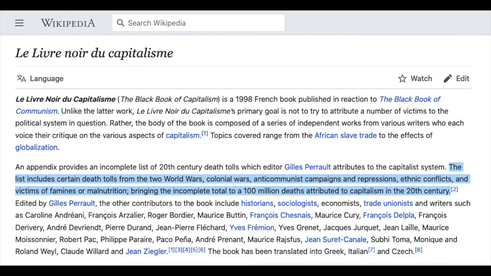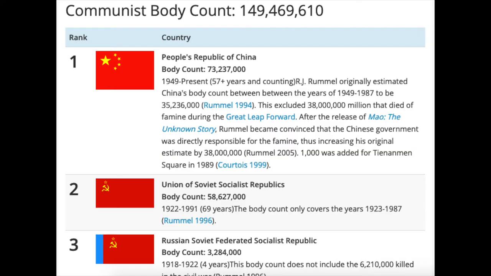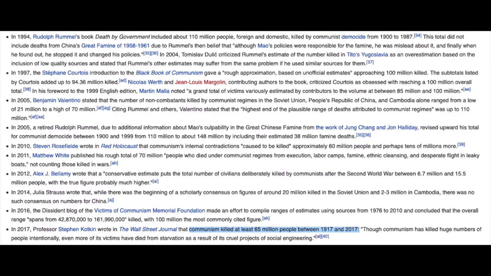And as I looked around, 100 million deaths seems to be a common number used to deflect from the communist body count. So to compare, I pulled from a source that says communism has killed 149 million people since 1918. I think that this source is probably overestimating as well, but it does list communist countries, which is useful. So I will instead go for a more conservative estimate of 65 million people between 1917 and 2017.